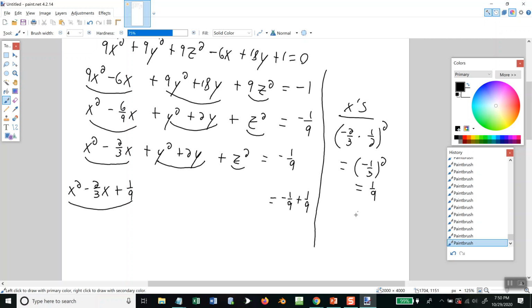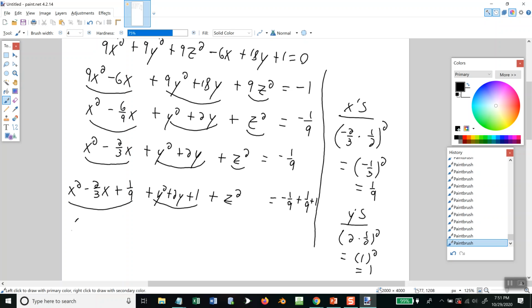We also want to do the y's. So we take the number in front of y, which is 2. We multiply it times a half and square it. 2 times a half is 1, and 1 squared gives us 1. And we'll add that to the y group, and I'll also add it to the right side over here. Z squared I'll come back to.